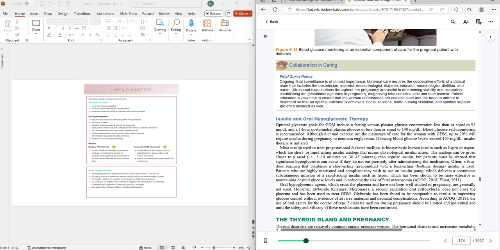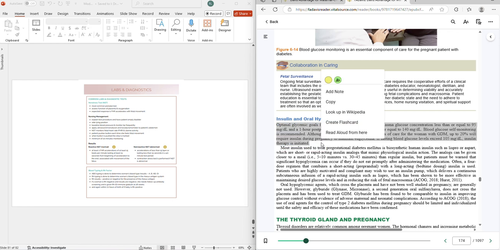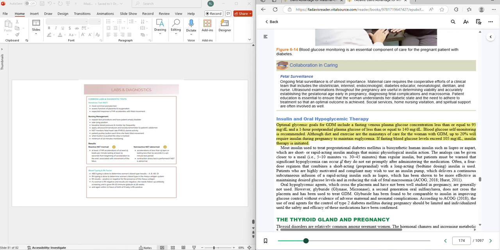insulin and oral hypoglycemic therapy. So you need to know, winking lollipop, what percentage of pregnant women become insulin dependent during pregnancy? 20%. Okay, require insulin to become euglycemic, which is normal blood sugar. Okay, if a fasting is over 105, then insulin therapy should be initiated.